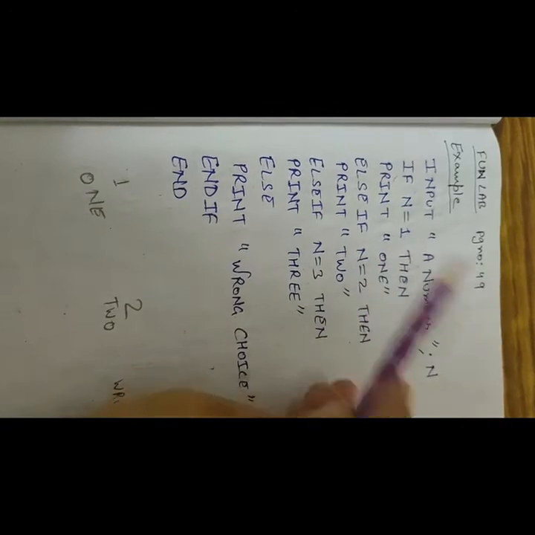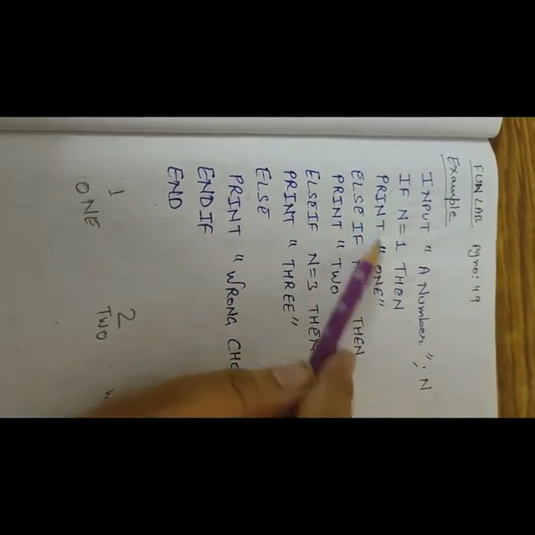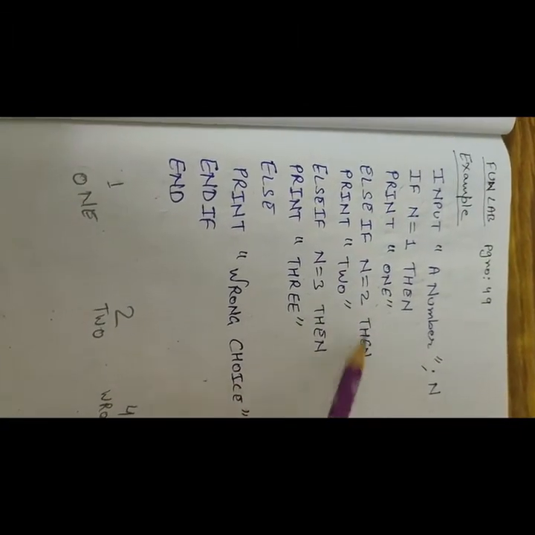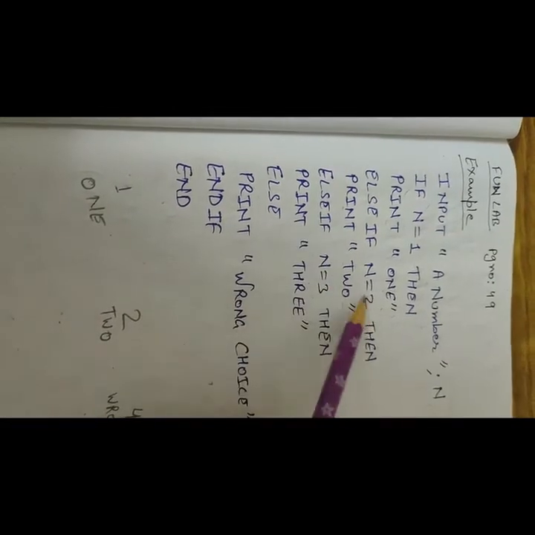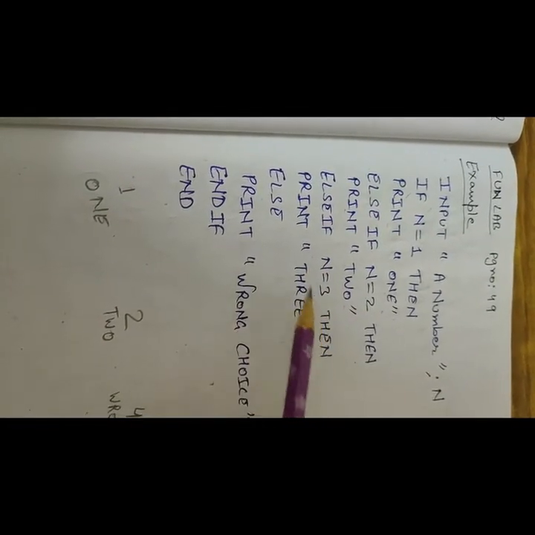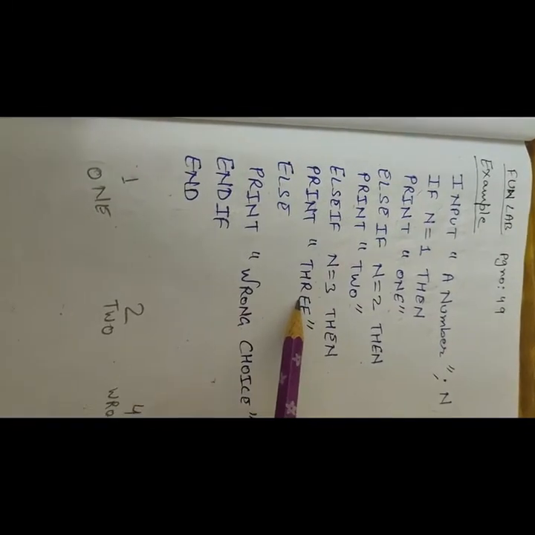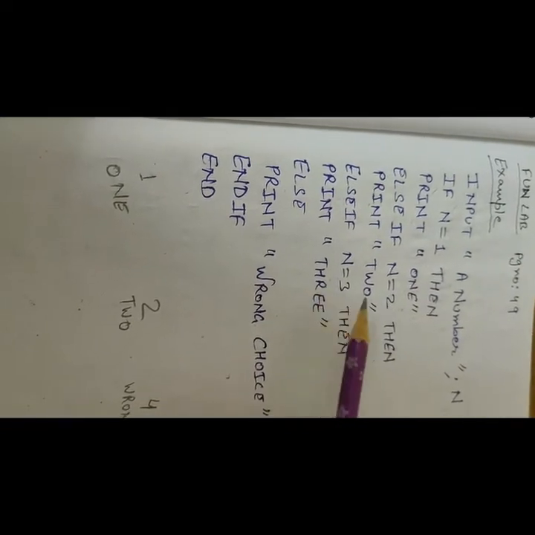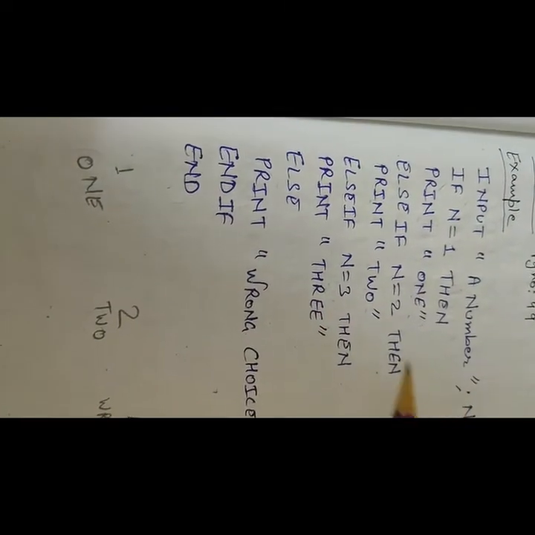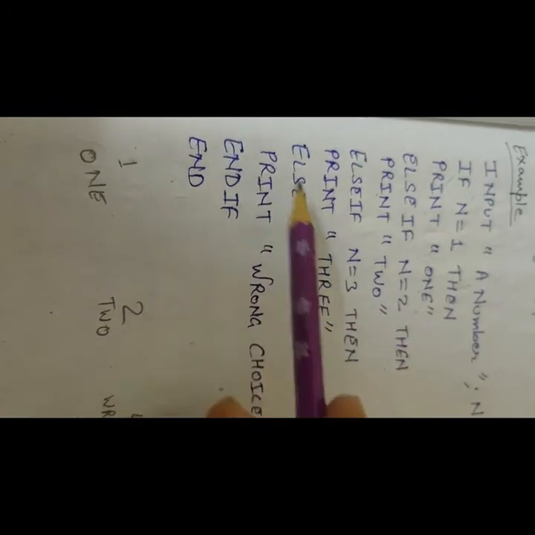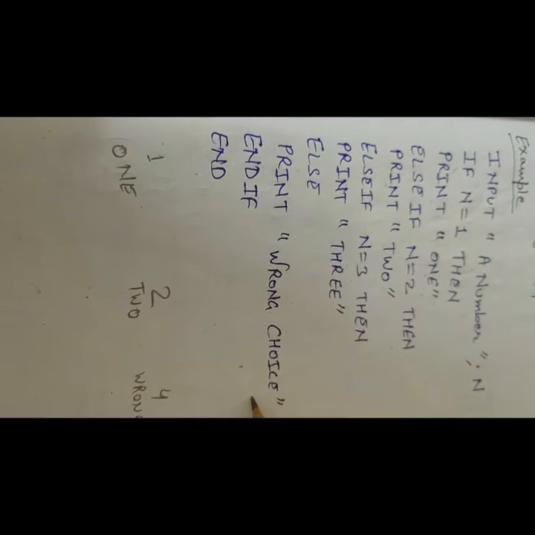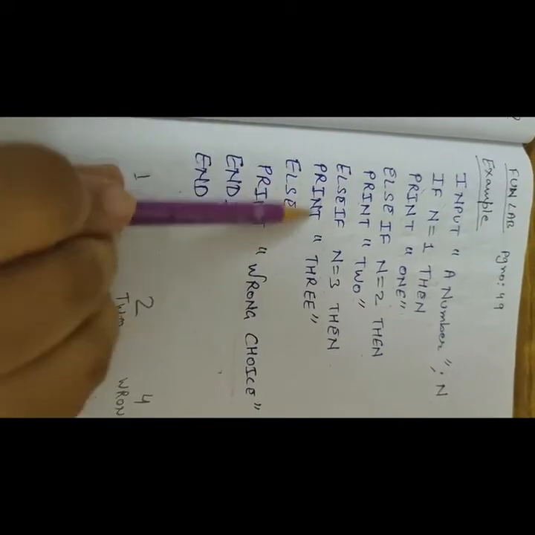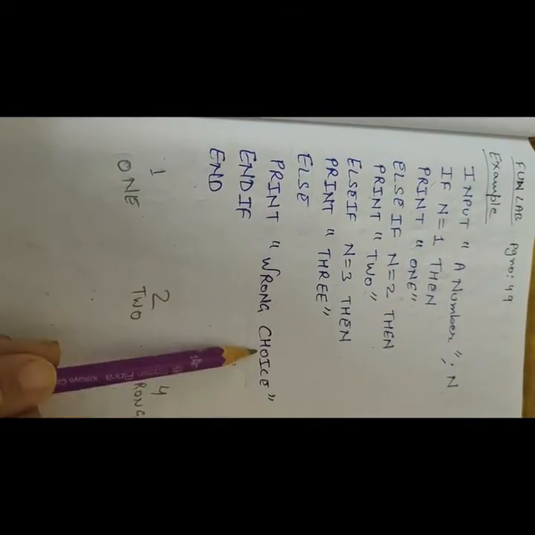If n is equal to 1, suppose you typed 1, then it will print 1, only 1. If you typed 2, then it will print 2. If you typed 3, the value contains 3, it will print THREE, 3. Else, if you did not type 1, 2, 3, if you typed some other value, 0 or greater than 3, you will get a wrong choice message. This message will be printed because it is an else statement. If this condition is false, then it will print the last statement.